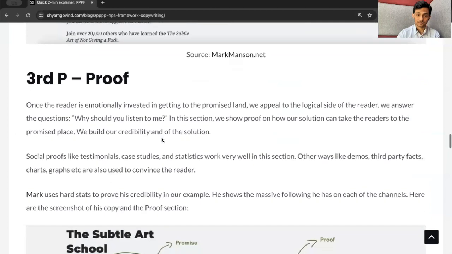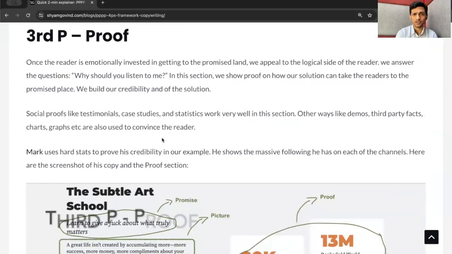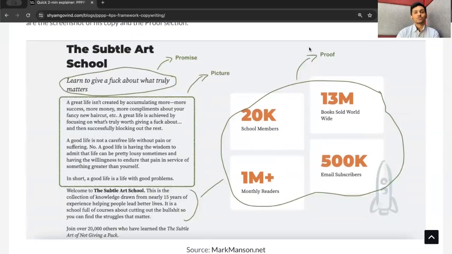Next is proof. Why should the reader believe you, right? Why should the reader feel that you are the right person to solve his or her problem or give him something that he desires? That's where you give social proof. So in this example, for instance, you see that he says that, oh, 20,000 people have already joined the school. 13 million books, the book that I talked about, has been sold worldwide. He has 500,000 email subscribers, 1 million monthly readers. That's proof enough, right? For a lot of people at least, right?